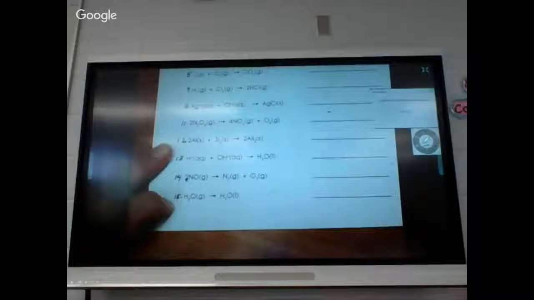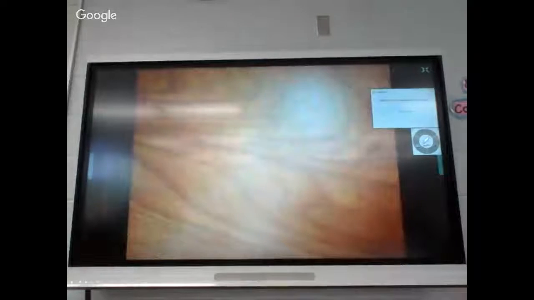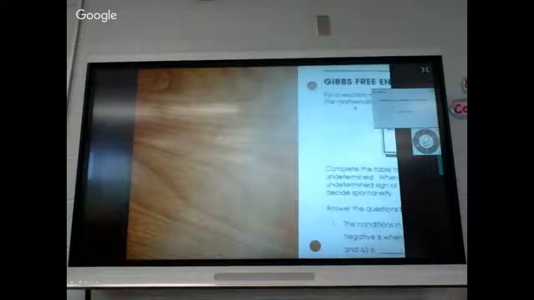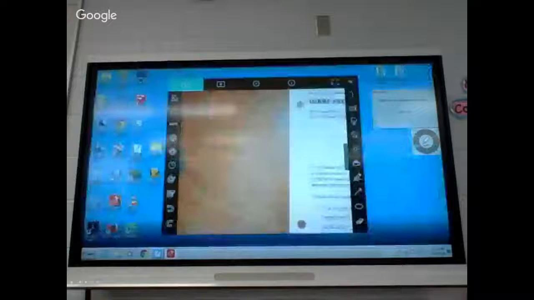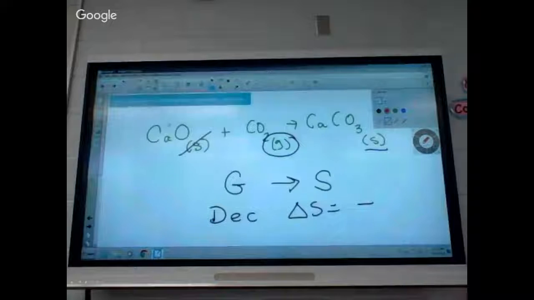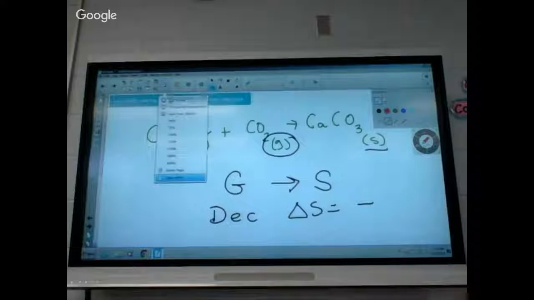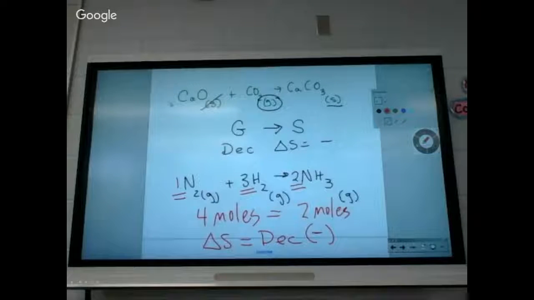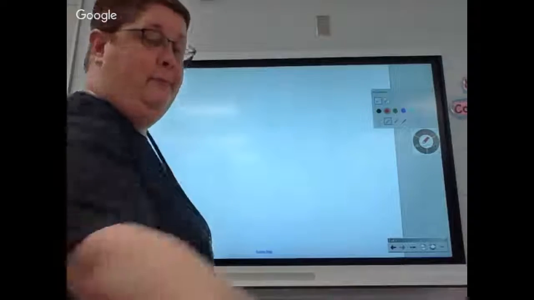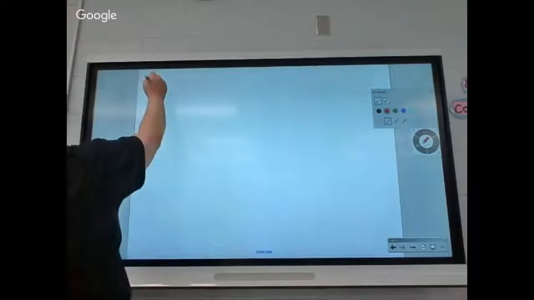Everybody okay with how to increase or decrease with entropy? No. All right. Really? Which one? Okay. The last thing we want to do today is Gibbs. We've got time. What are you talking about? We don't have time. We have the rest of the time.